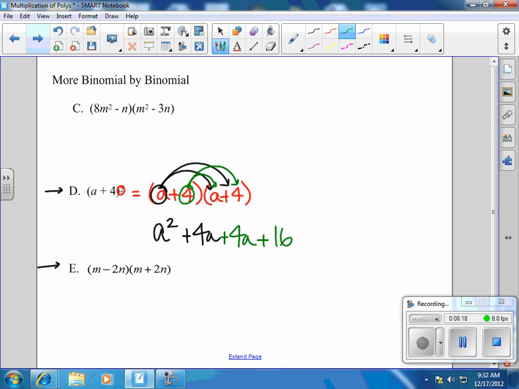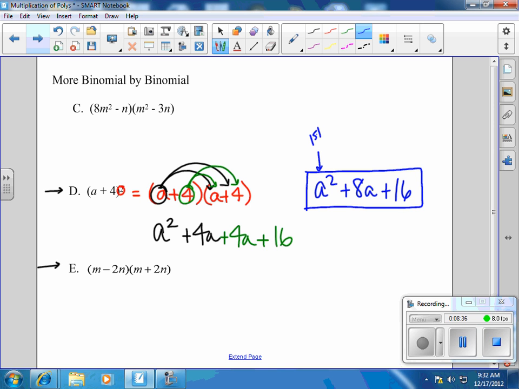Now when we combine this, something special happens. We end up with a squared plus 8a plus 16. And this pattern will happen every single time you have something squared. This one is your first term squared. So a was our first term. A times a gives me a squared.